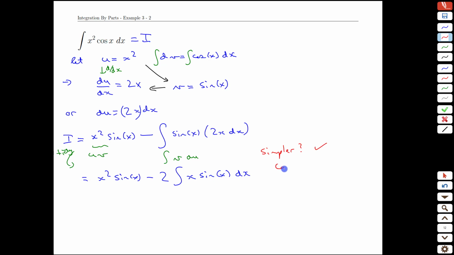But can we evaluate it right now or by a simple antiderivative? And there, I think, is where we hit a problem, because this is not a simple function to anti-differentiate because of the product, x times sine of x.